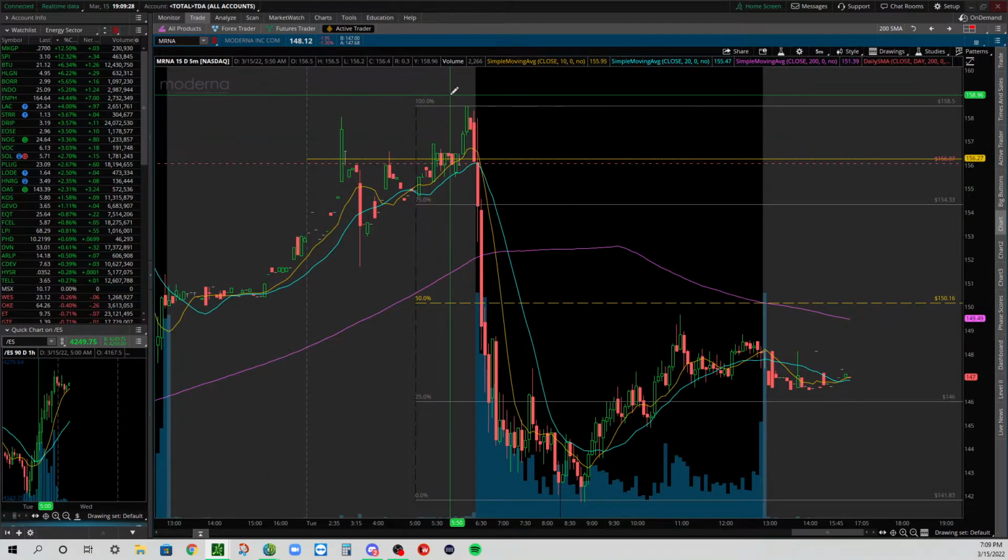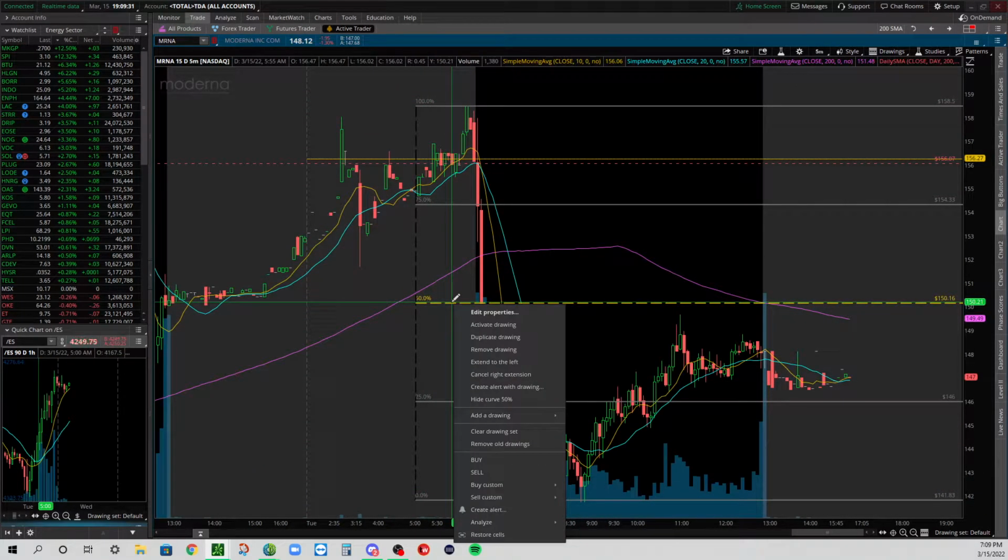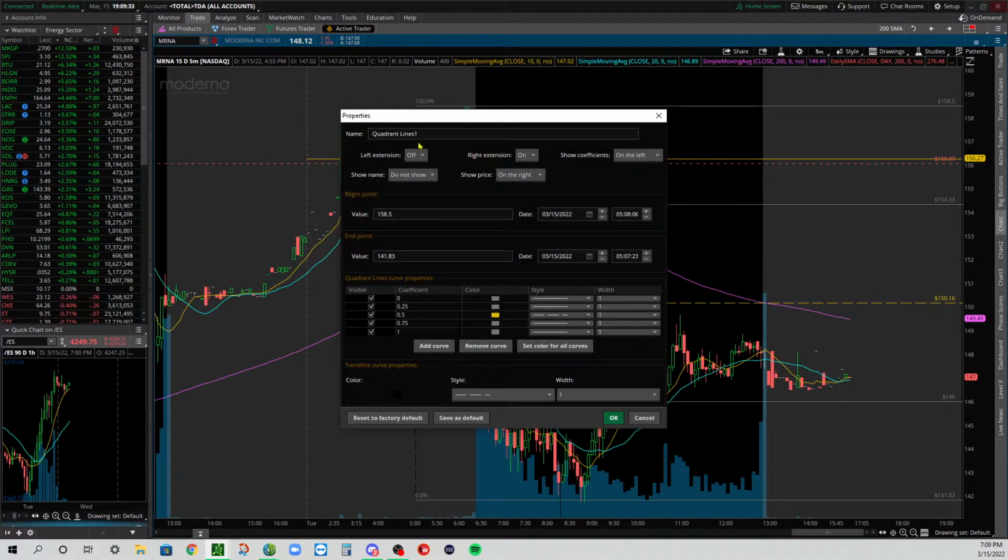And you can use this. Quadrant is what they call it. Let me see, what's the name? Quadrant lines.